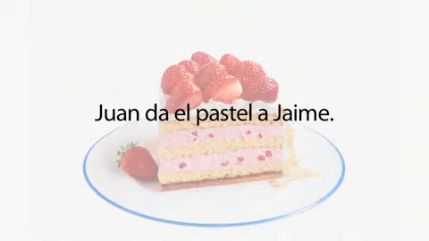Let's take that first sentence. John gives the cake to Jamie, and put it into español really quick. Juan da el pastel a Jaime. Now we can start asking some questions about this sentence. What does John give to Jamie? El pastel. So we know that this is our direct object.